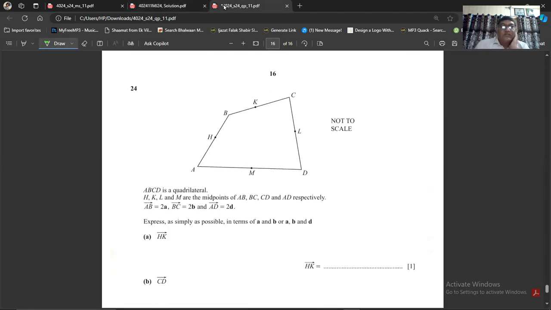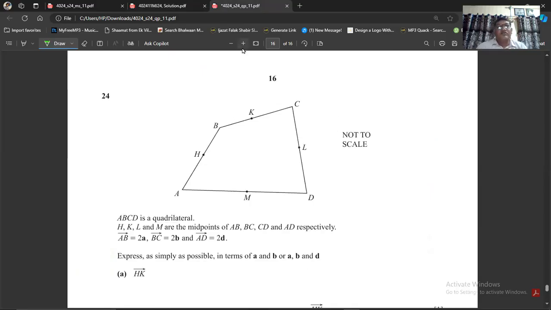So then we have question number 24 showing up on your screen. He says, ABCD is a quadrilateral. H, K, L, and M are the midpoints of AB, BC, CD, and AD respectively. AB is 2a, BC is 2b, and AD is 2d. Express it as simply as possible in terms of a, b, and d.